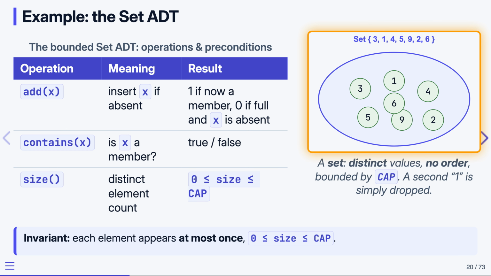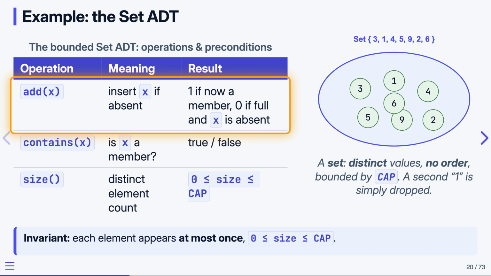Let's make this real with the set. A set is a bag of distinct values. It has no order and it is bounded by a cap. Look at the picture: 3, 1, 4, 5, 9, 2, 6. If you try to add a second one, it is simply dropped.